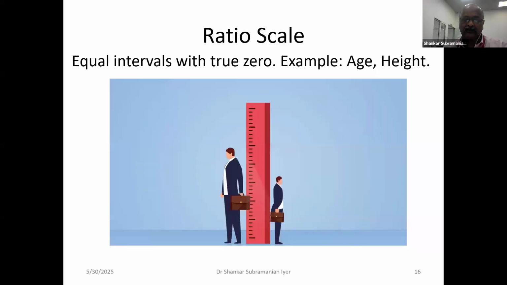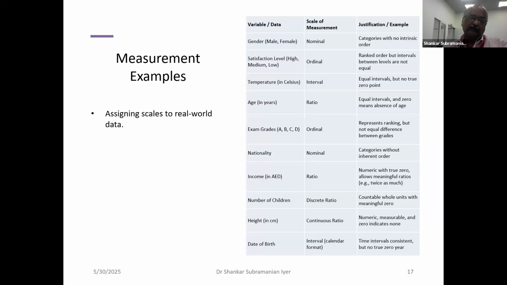Next is the ratio scale. There are equal intervals with a true zero. Examples are age, height, weight, and so on. Then we look at measurement examples, that is, assigning scales to real world data. Let's say you're looking at variables like gender, satisfaction level, temperature, age, exam grades, nationality, income, number of children, height, and date of birth.